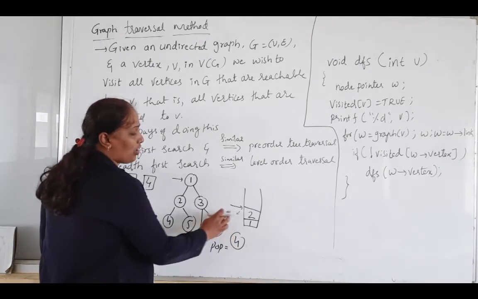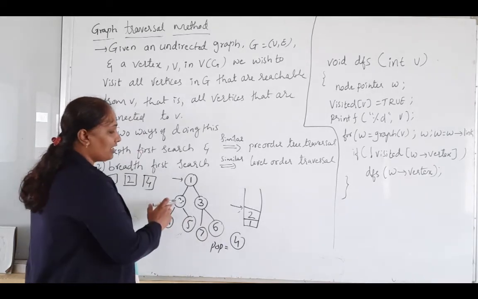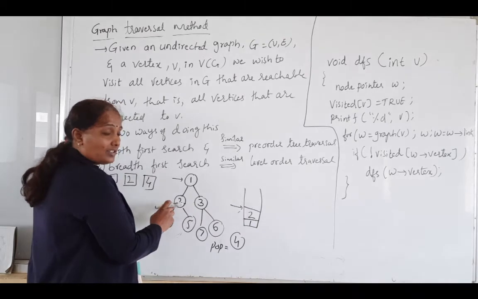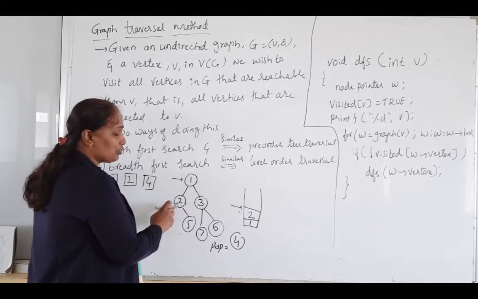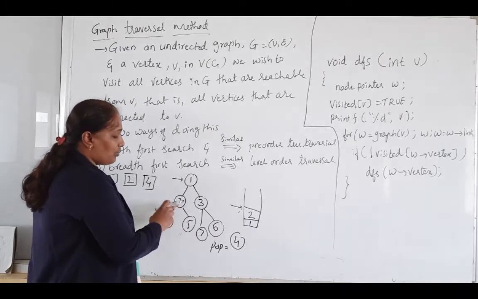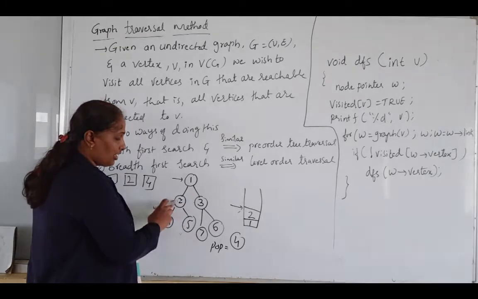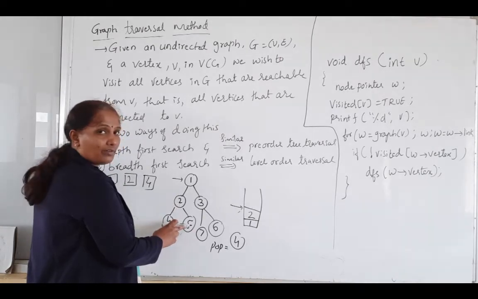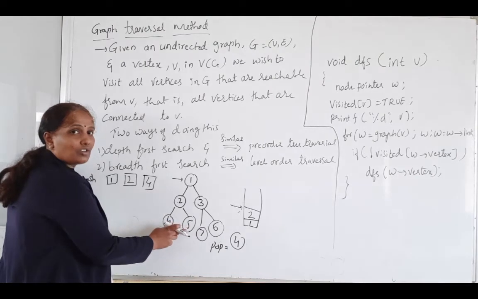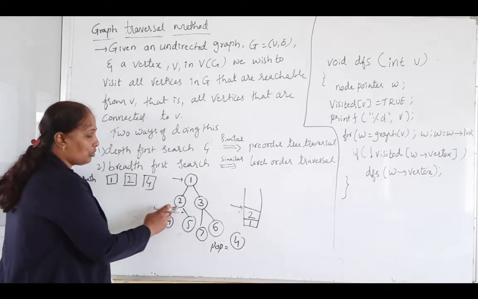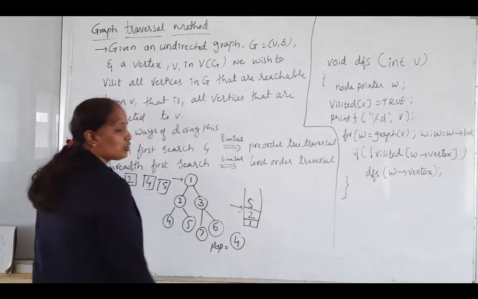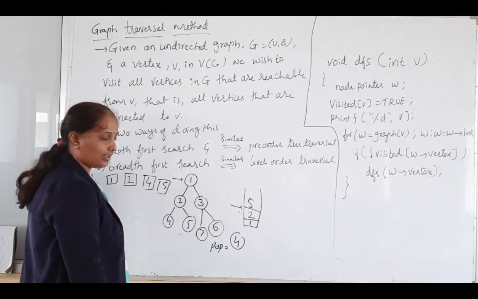After popping the 4, what will be the top of the stack element? It is 2. Then I will check any vertices which are connected to this 2 and which are not yet visited. See, 1, 2, 4 are visited. What about 5? 5 is not yet visited, and it is connected to 2. So I am going to visit 5 here. Once I visit, I will push that into the stack.